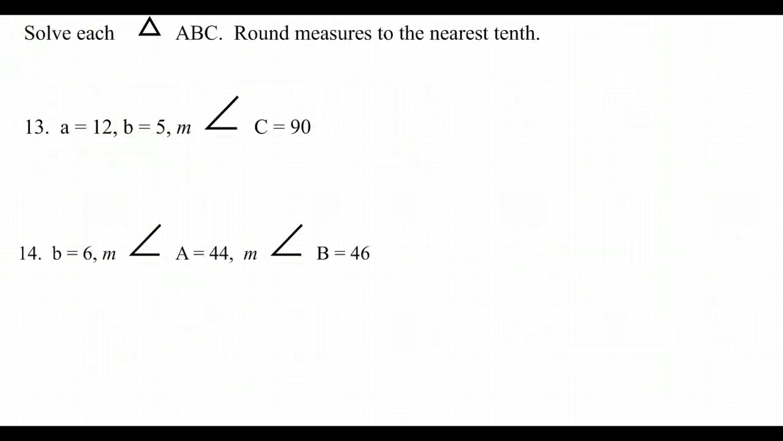Last thing we did in this chapter was solve for triangles. That means find all angles and all sides. This says that C is 90 degrees. It tells me that side A is 12 and side B is 5. So if I remember my Pythagorean triples, that's going to make side C equal to 13.